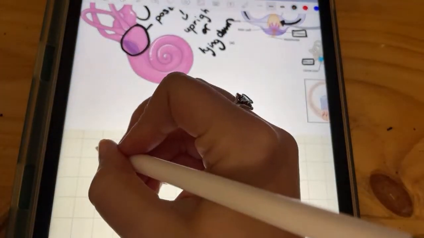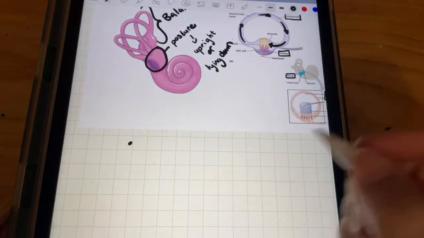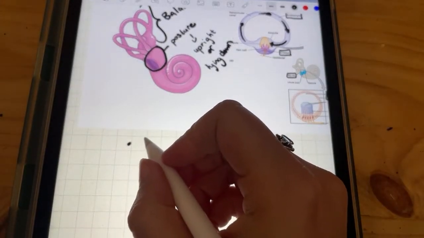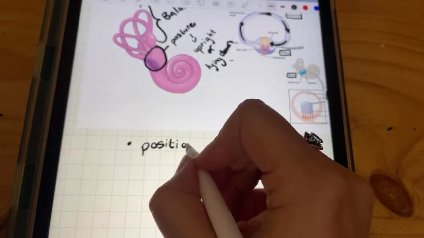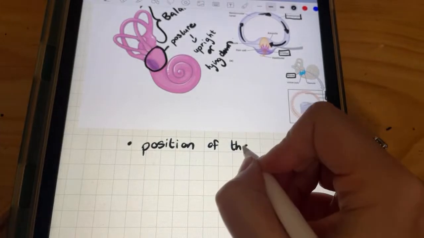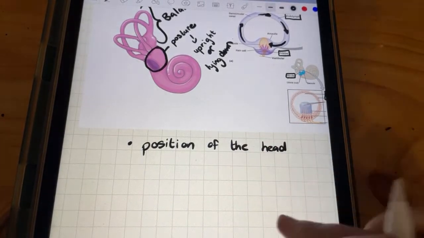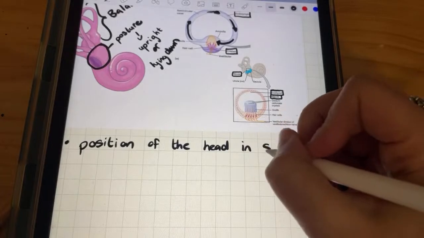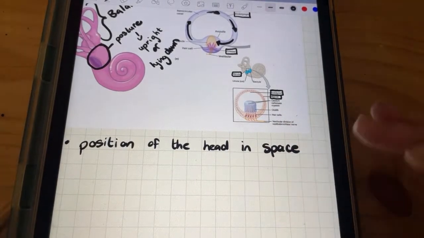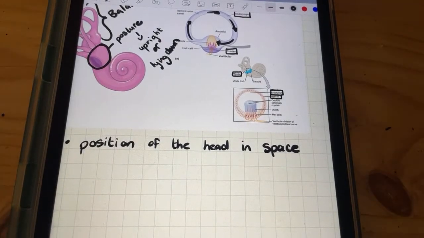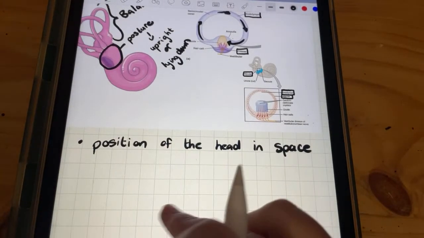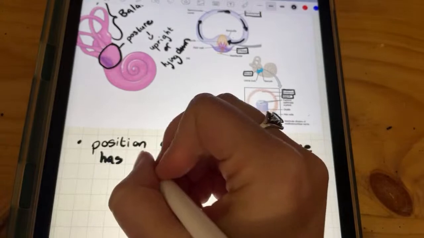So all we need to do, yet again, is acknowledge that something has changed, like we did with the change in speed and direction. We need to say that the position of the head in space, which basically means space as in which plane are you lying down? Is it vertical or is it horizontal? That's what space means. So the position of the head in space has changed.